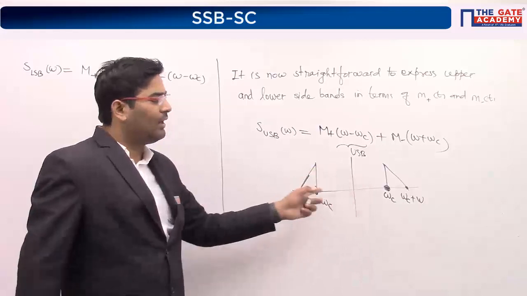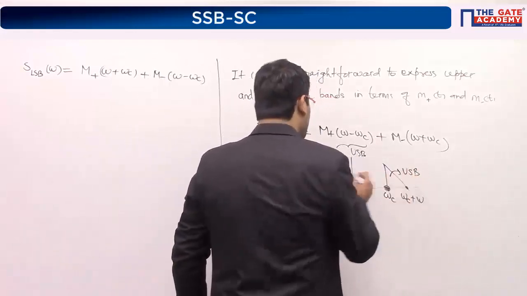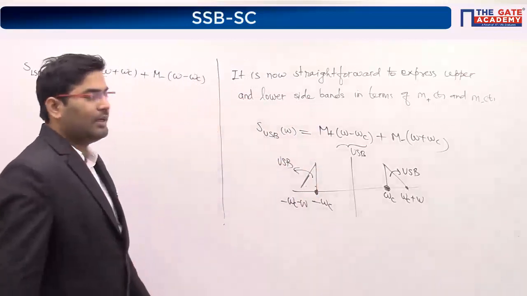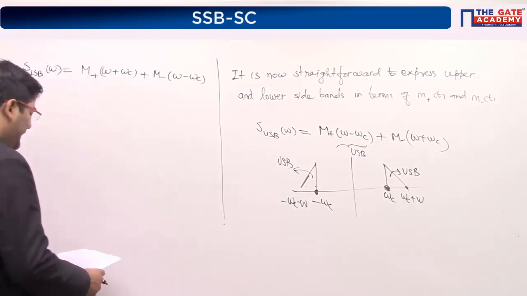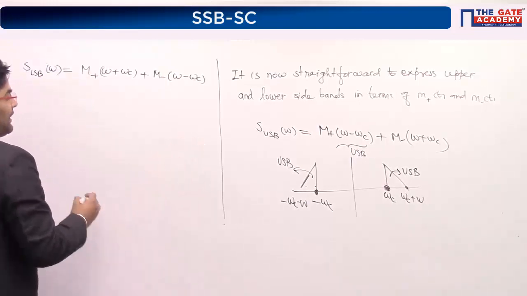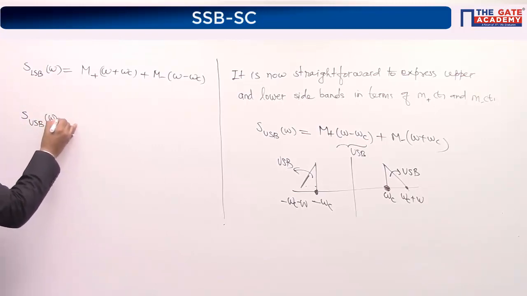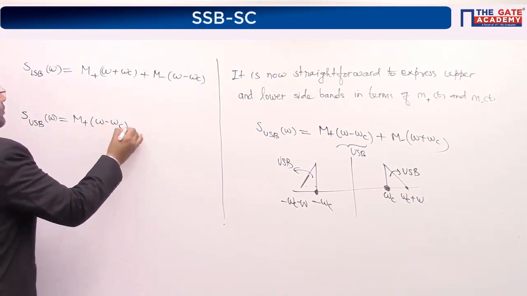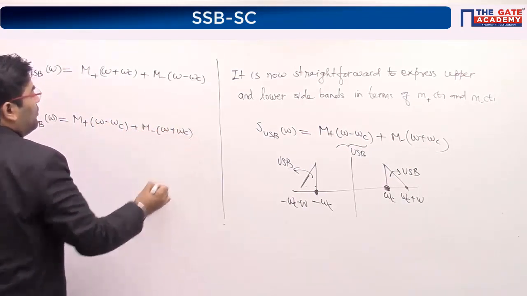Yes, both are upper sideband, right? This is the upper sideband at positive frequency, and this is the upper sideband at negative frequency. Mirror image. Okay, so it's correct. Now, guys, take any one of them. Let's take the upper sideband and take the inverse Fourier transform. So it is M plus (omega minus omega C) plus M minus (omega plus omega C).